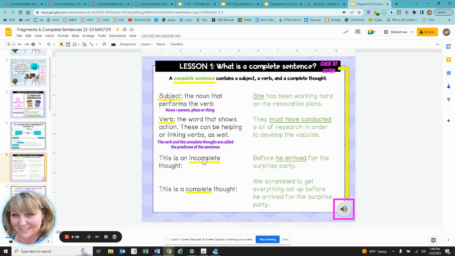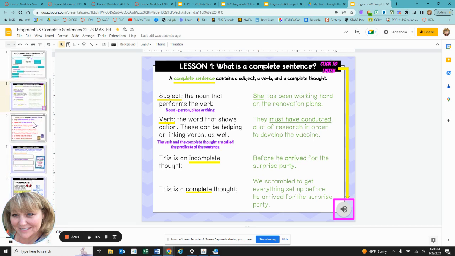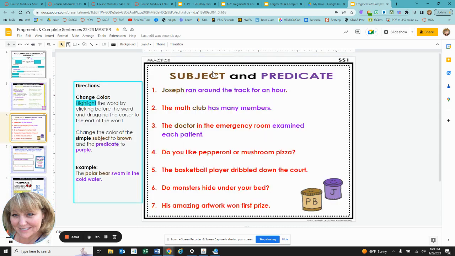For slide 5, a complete sentence contains a subject, a verb, and a complete thought. You're going to click where it says click to listen. Pay attention. You will click on these audios and play them. Okay, so listen to this audio and it will go over this assignment with you and what you do. So what you will do is look at what is the subject, the noun that performs a verb, a person, place, thing, or idea, and it will underline the subjects and the verbs, and we're going to talk about incomplete thoughts and complete thoughts. For this slide, it is practice.